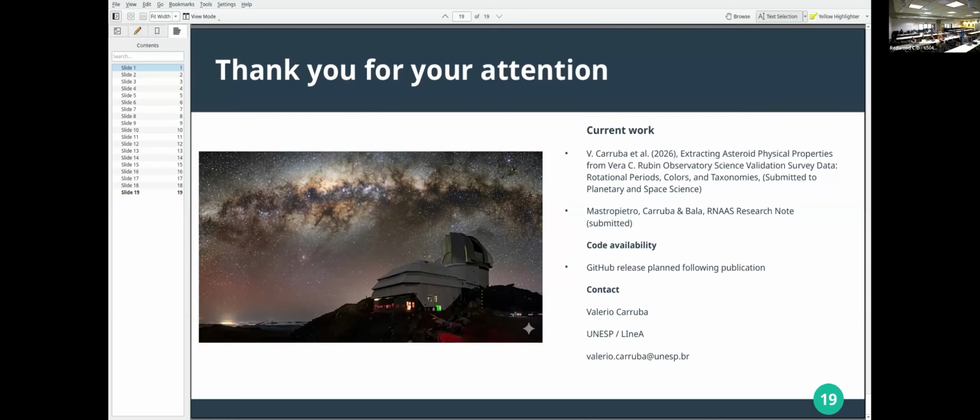I have a question about the plot of slope versus I minus Z. Those colors are very red. I'm surprised that all of your asteroids are that red. Have you removed the solar color before you made this plot? Yes, we did.